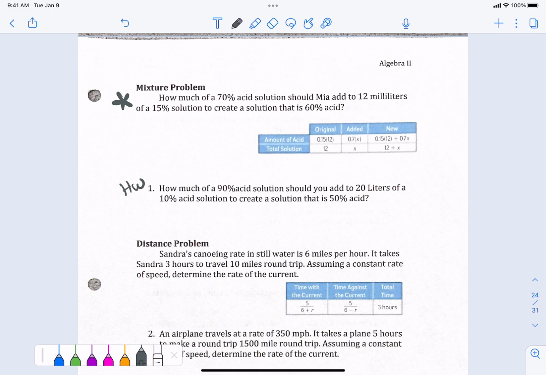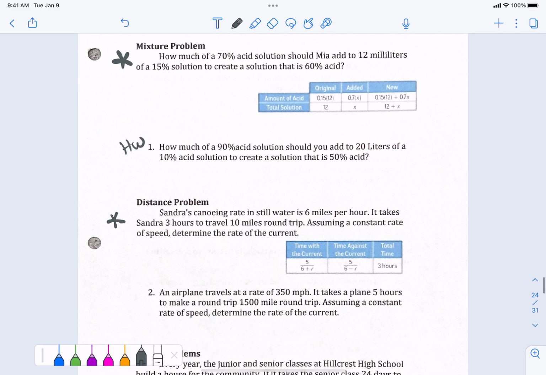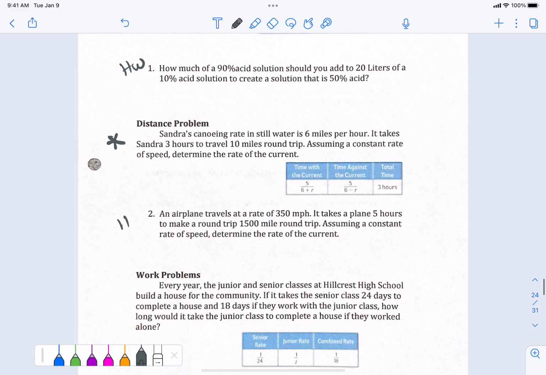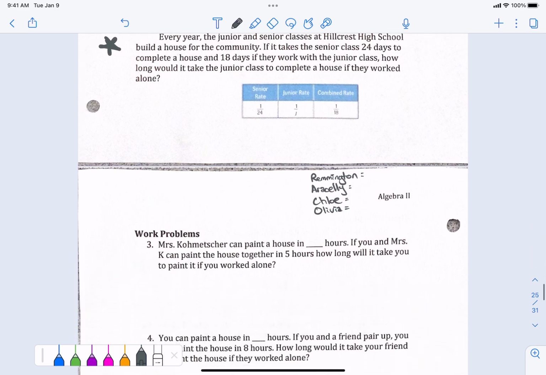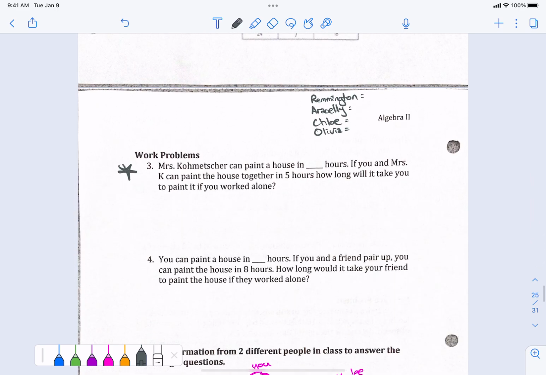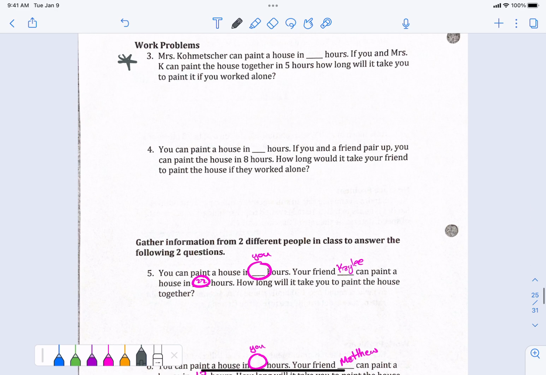It's exactly the same, but the starred problem we do together, and the number one is homework. They're the same problem but using different numbers. I just want to make sure that you know what you're doing, all right? This one we're going to do together, this work problem. And then on the back side, we'll do number 3 together, but I'll have you do 4, 5, 6 on your own so you get the idea.